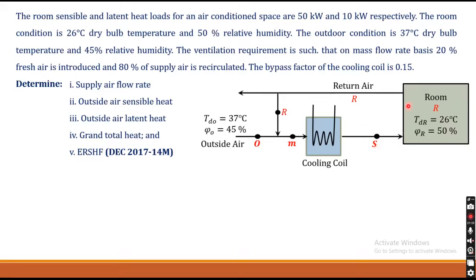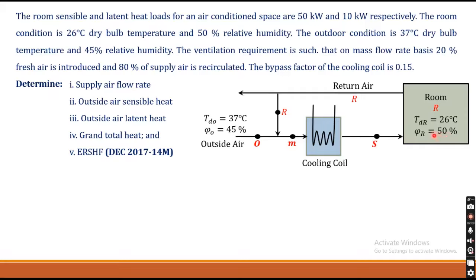Then there is return air also. This is return air. Out of this return air, 20% is fresh air. This is fresh air 20%, that is outside air, and 80% is recirculated. So 80% of this supply air is recirculated again and 20% fresh air. So O is 20% and R is 80%. So we get the mixed condition, that we supply to the cooling coil so that we get the supply condition which maintains the room condition as 26 degrees Celsius DBT and relative humidity 50%.